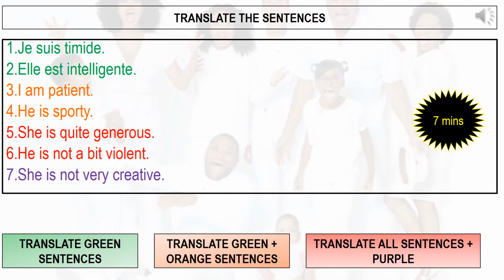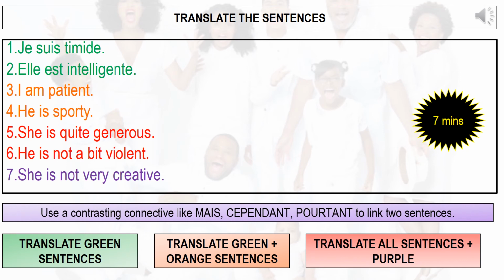And your final task, Year 7, will be to translate the sentences that you can see in the box. You need, once again, to choose your objective, either the green sentences, the green and the orange sentences, which would be your orange task, or the red task, which would be to translate all sentences, including the purple one. You need to first write down the French or the English, and then the equivalent on your sheet. You have 7 minutes from now.